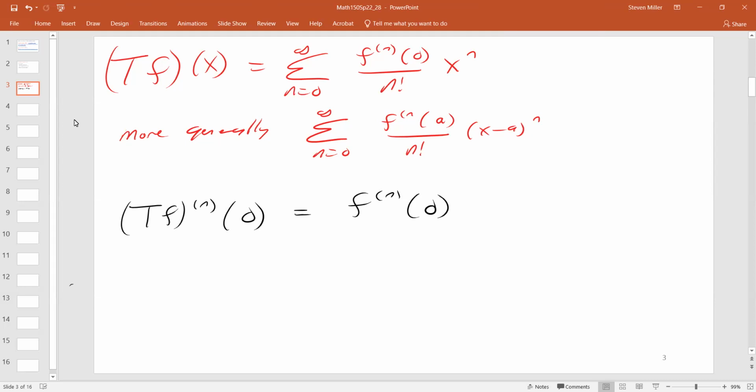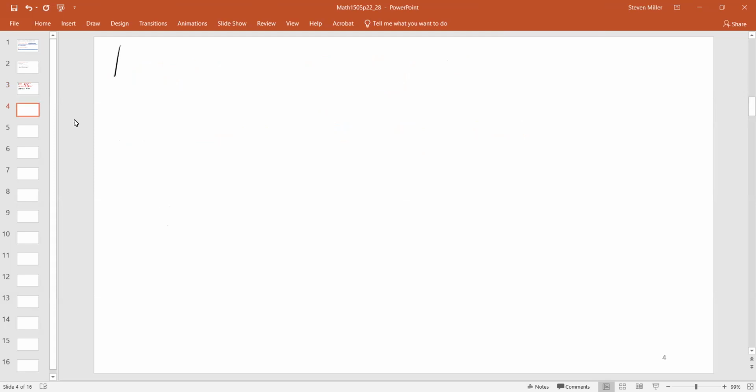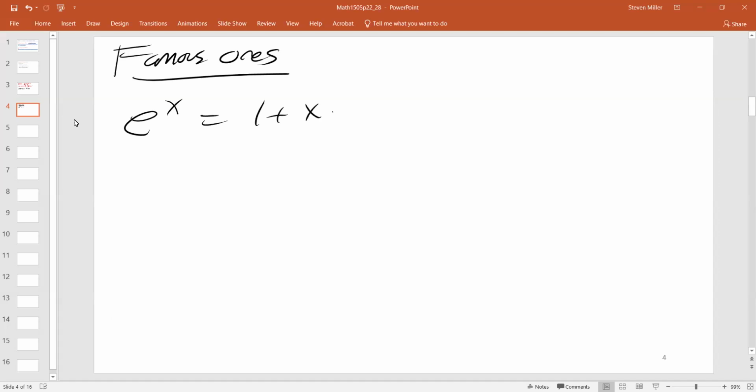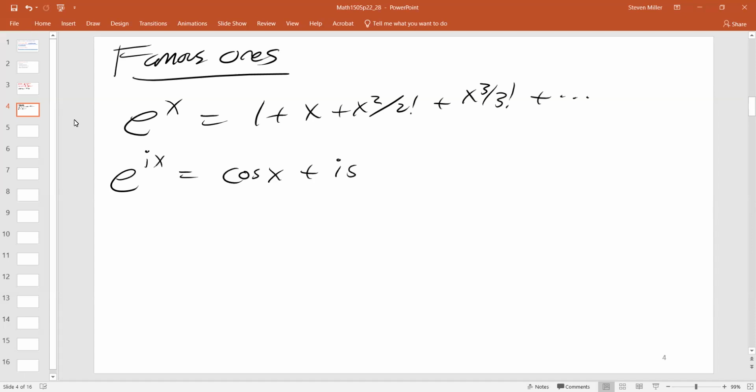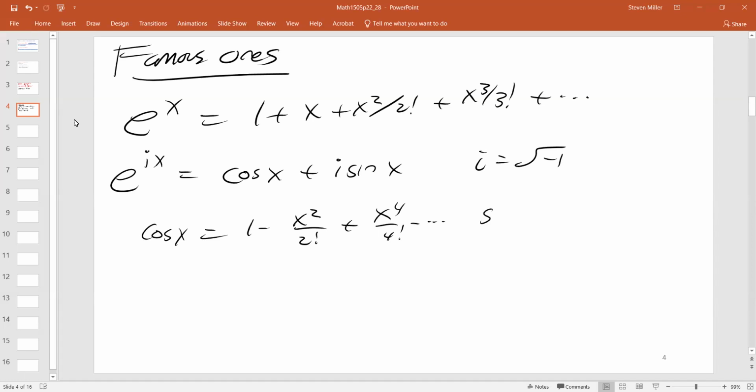Okay, so this is how we would calculate Taylor series. Some famous ones. And these ones you should just know. e to the x is 1 plus x plus x squared over 2 factorial plus x cubed over 3 factorial plus dot, dot, dot. e to the ix turns out to be cosine x plus i sine of x, where i is the square root of -1. So cosine x is 1 minus x squared over 2 factorial plus x to the 4th over 4 factorial. Sine of x is x minus x cubed over 3 factorial plus x to the 5th over 5 factorial, and so on and so on.